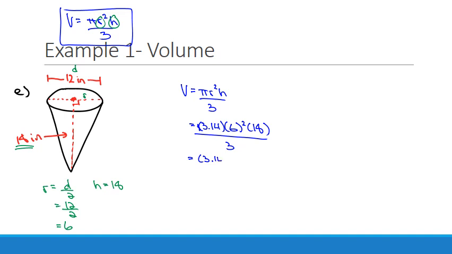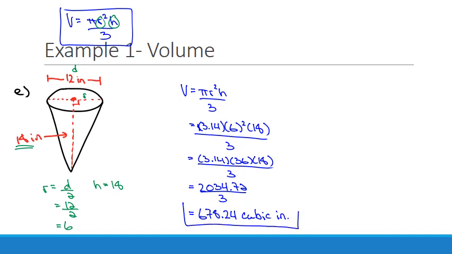So 3.14 times 36, because 6 squared is 36, times 18 divided by 3. All right, so that top works out to 2034.72, and then divided by 3. And when I divide that by 3, I get 678.24. I'll take it to hundredths. And that would be cubic inches. Again, if you look for the details in the question, your question will clearly state if it's tenths, hundredths, or whatever you're supposed to round things to.